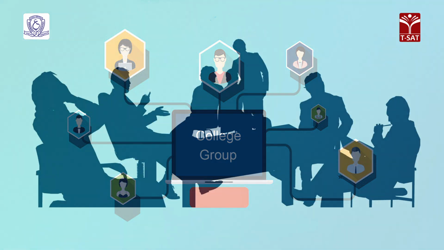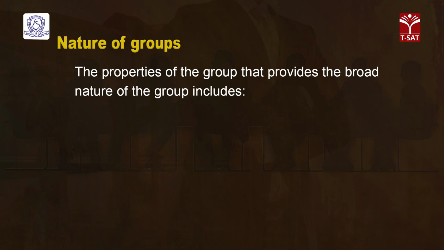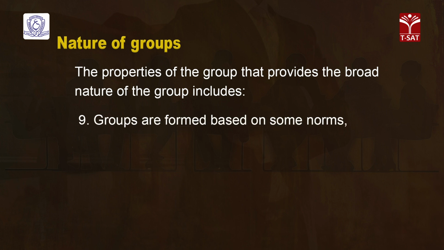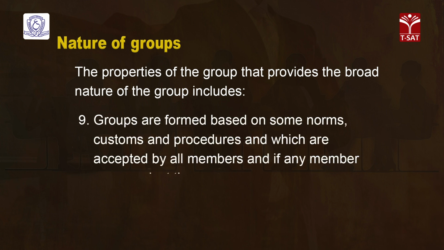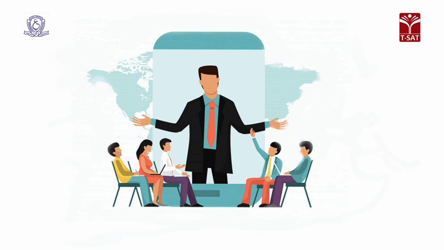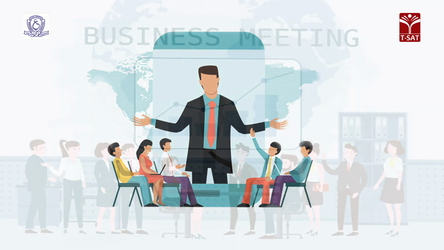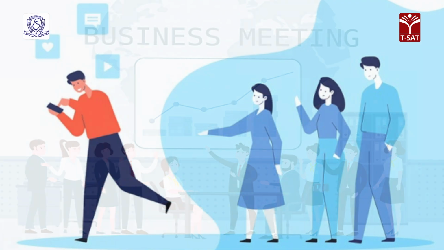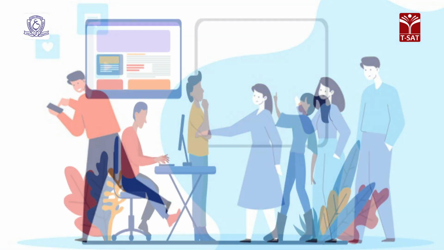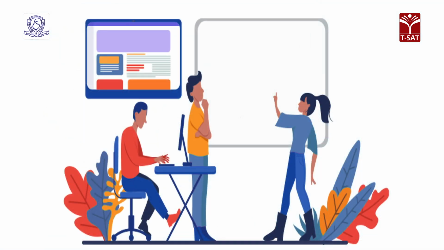Another important point to remember about the nature of groups is that groups are formed based on some norms, customs and procedures, which are accepted by all members. Sometimes a member can go against the norms, and then they may face consequences. Consequences can be rejecting the person, expelling the person or warning the person in the group.